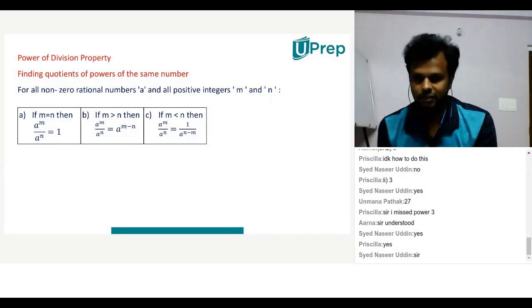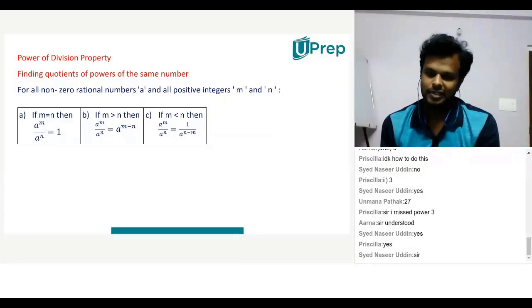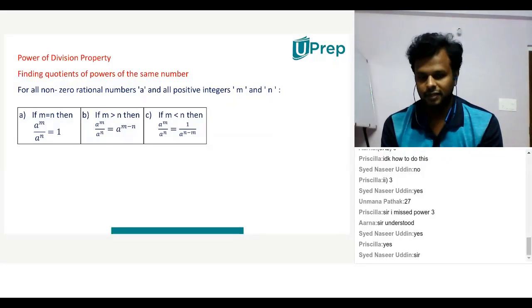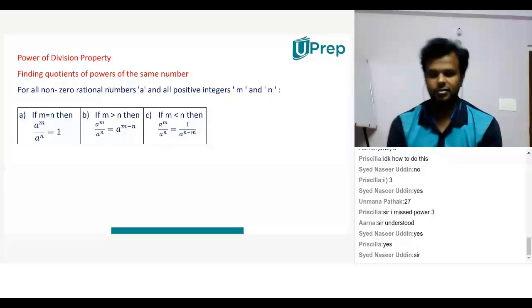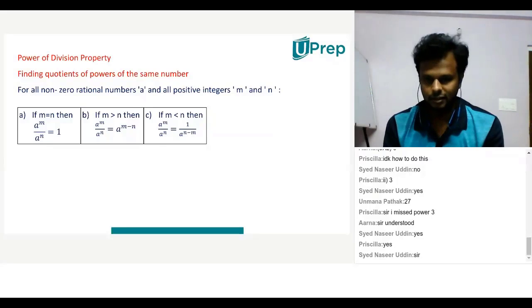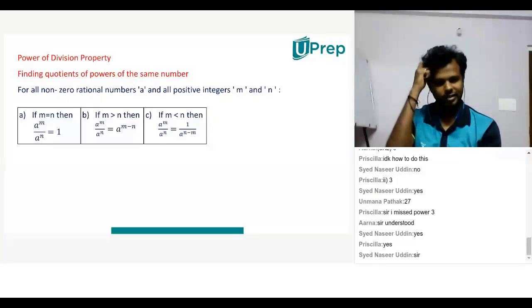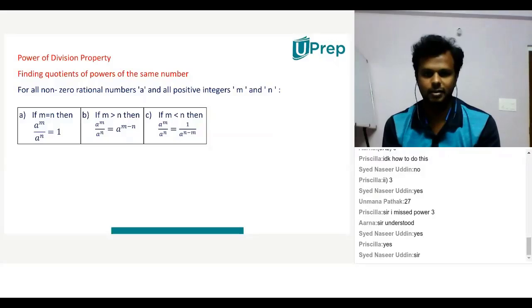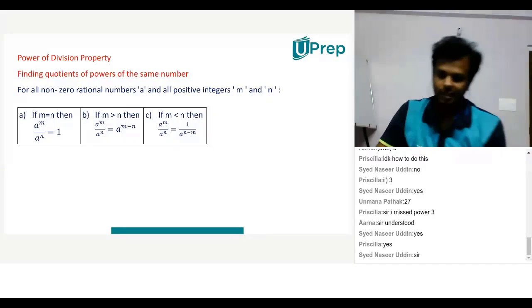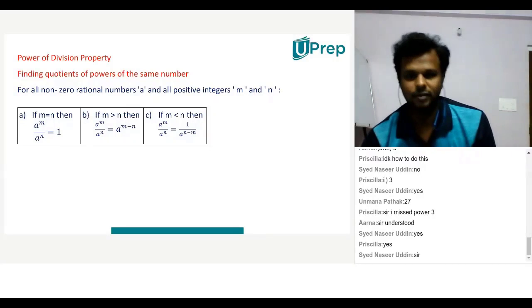7 square by 7 power 4. Here 2 is less than 4, children. In the first case, 5 is greater than 3, so you write it that way. In the second case, 2 is less than 4. That's what is happening here. Children, in both cases, a cannot be 0. And that point is very, very important for us.